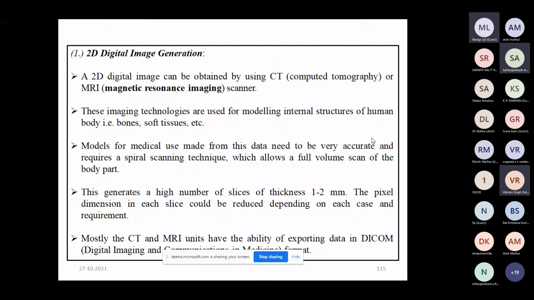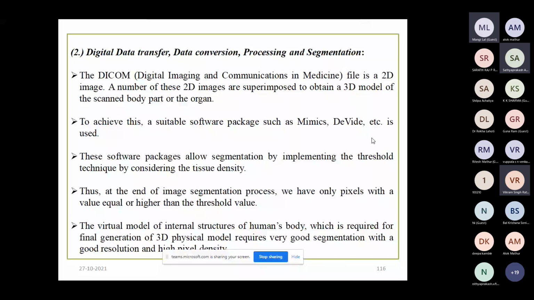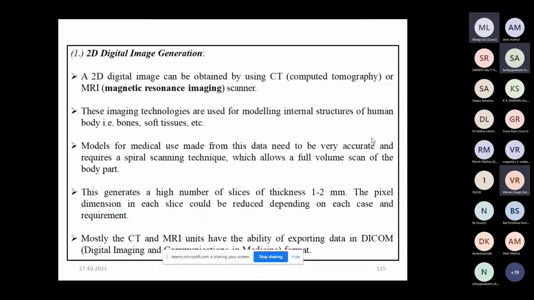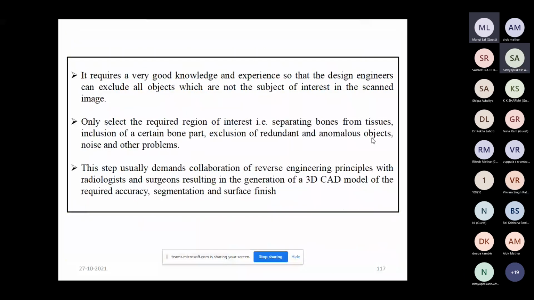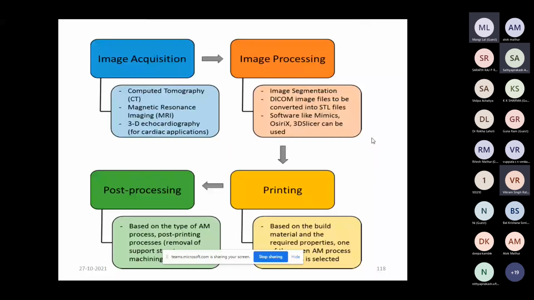First of all, 2D digital image generation by computer tomography or magnetic resonance imaging. Once you have the data points, then digital data transfer, data conversion, processing, and segmentation. Segmentation is important because you have to take only the defective part data. Okay, defective points. Okay, so this is the process: image acquisition by CT scan, MRI, or 3D echocardiography, then image processing, image segmentation, DICOM image files to be converted to STL file. So this can be done with the help of different softwares.